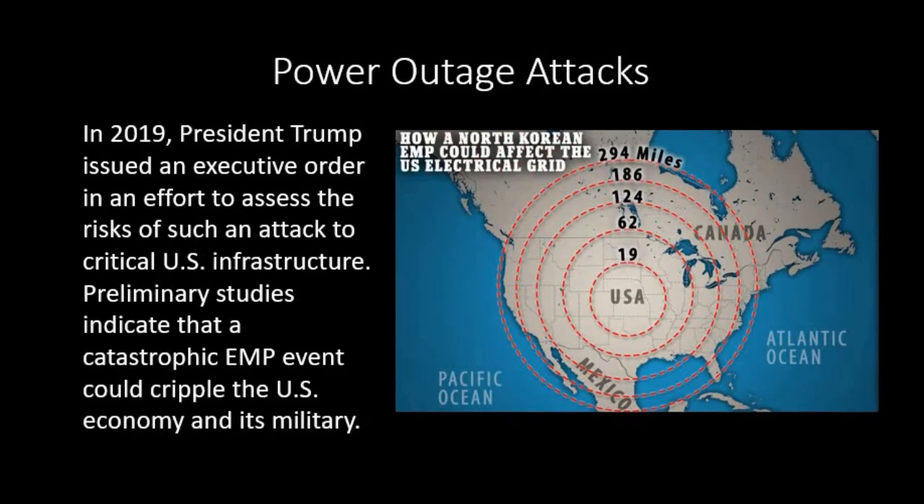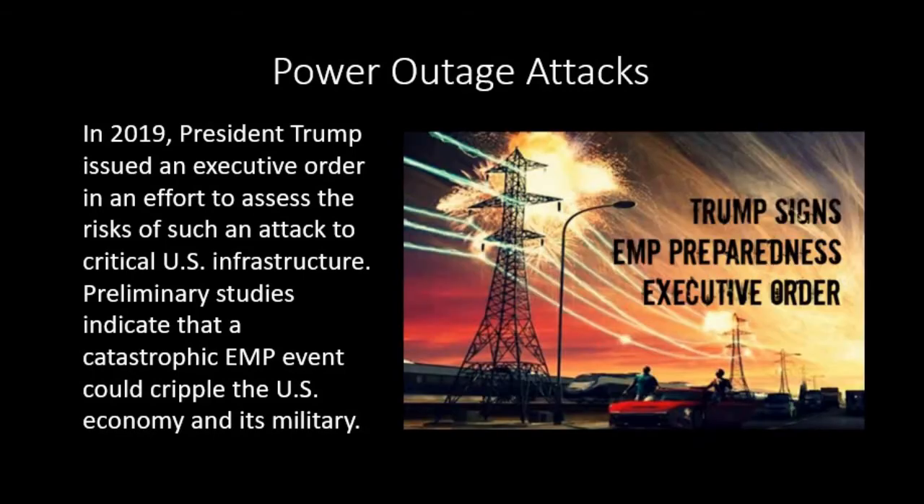In 2019, President Trump issued an executive order in an effort to assess the risks of such an attack, particularly an EMP, on the U.S. infrastructure. Preliminary studies indicate that a catastrophic EMP event could cripple the United States economy and its military. In 2019, this is just another picture of the same EMP signing the executive order to deal with the power grid.